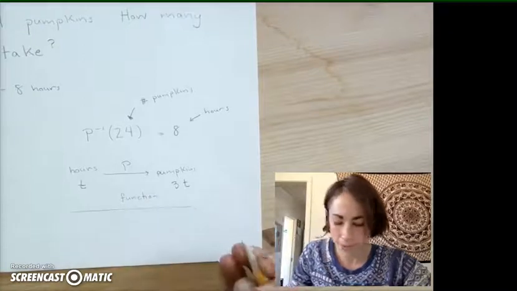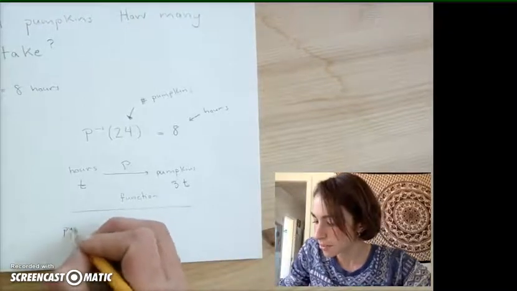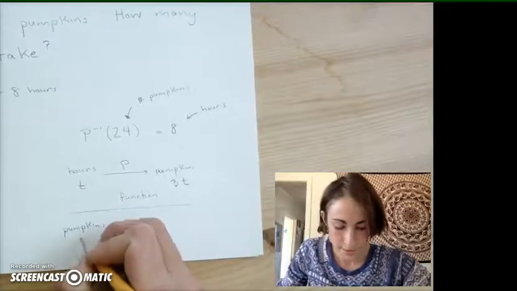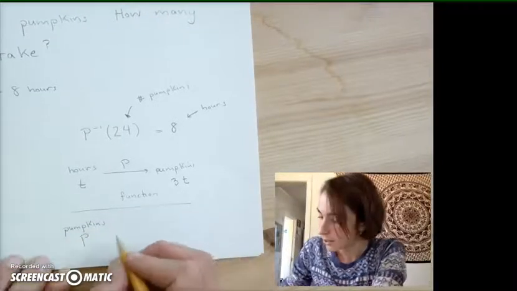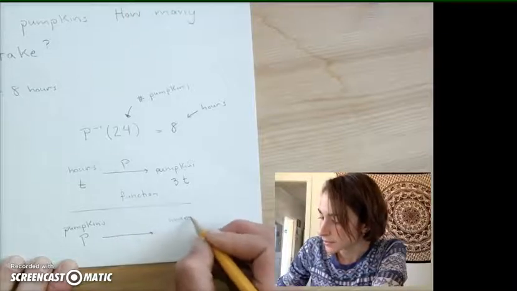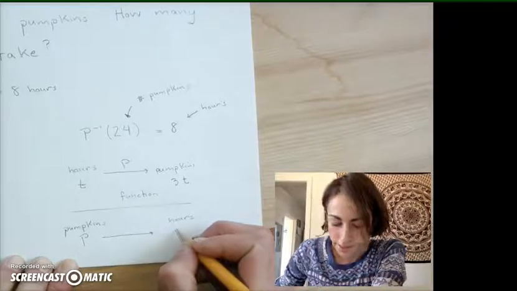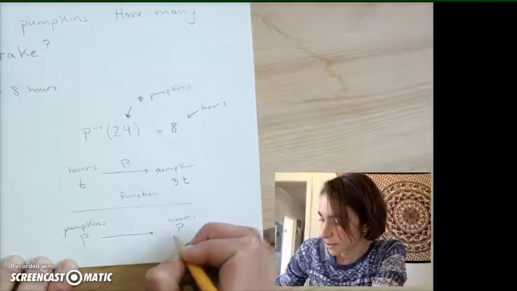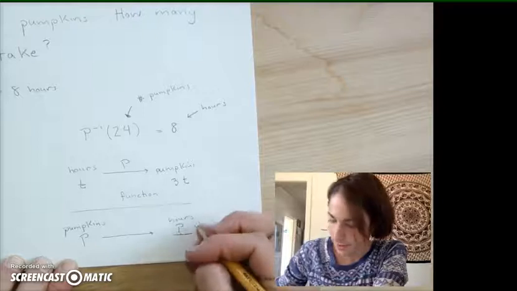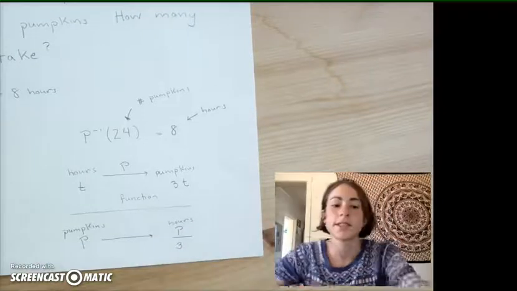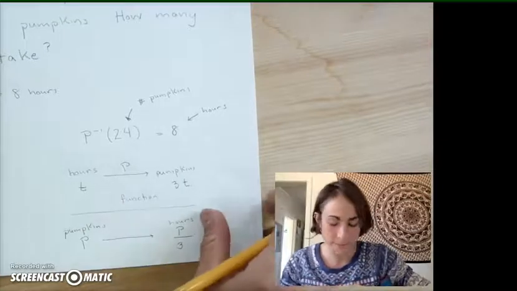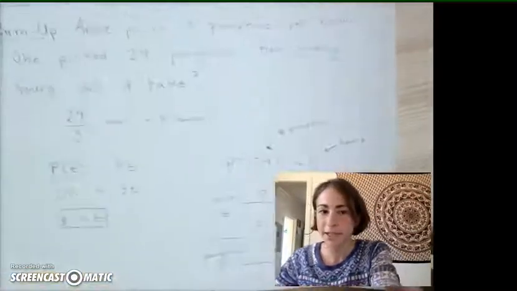We could also go backwards. If we start with the number of pumpkins that she's picked, that's some number p, then we figure out the number of hours by doing the total number of pumpkins divided by 3, since that's how many pumpkins per hour. So this is a really simple example. We can do it with more complicated functions.